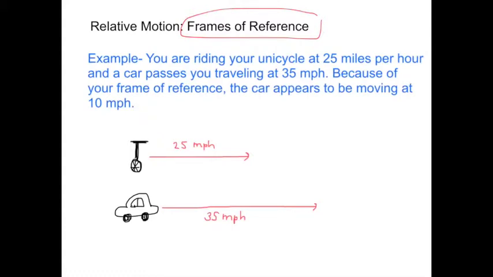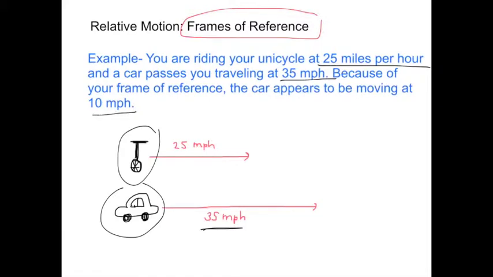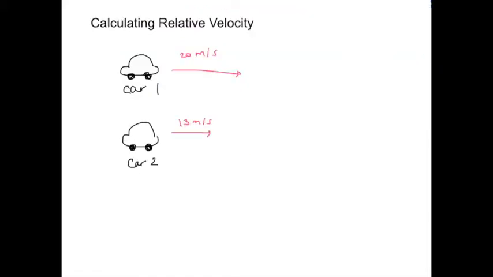For example, maybe you're riding your unicycle at 25 miles per hour, as you can see here, and a car passes you traveling at 35 miles per hour. Because you're not standing still on the road, you're moving, you have a moving frame of reference. This means that rather than viewing the car's speed as a full 35 miles per hour, you're only going to view it as 10 miles per hour as you move along next to the car. Let me explain that a little bit more.